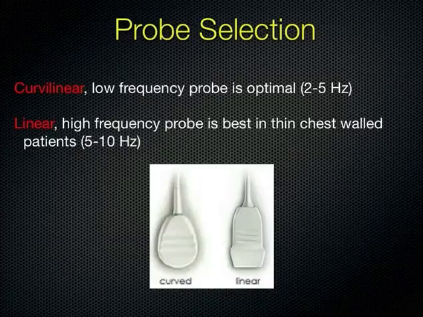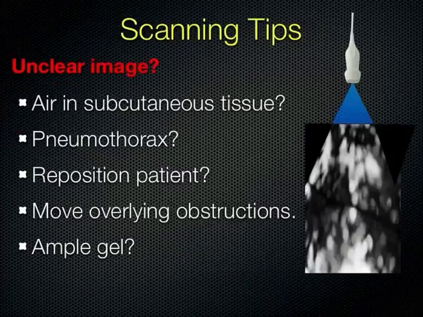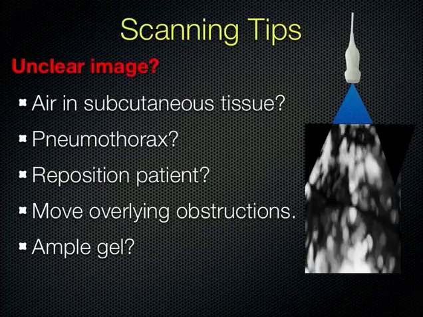A couple of quick tips, and this is important for any kind of imaging: if you don't have a great picture, if you don't see anything, you have to troubleshoot. Do you have enough gel? Air is your enemy, gel is your friend. You've probably heard that 1,000 times, but it is absolutely true. If you don't have gel, or you don't have good contact with the chest wall, or if you've got something obstructing the way, like a bandage or a bra strap, you need to clear those things so that you can see.